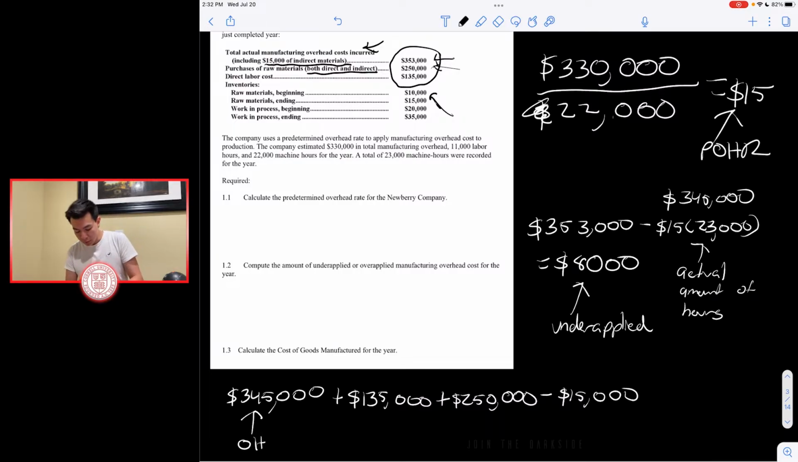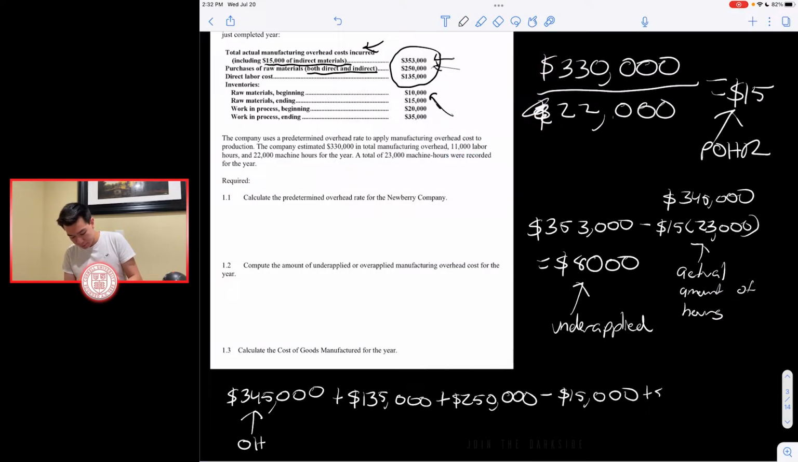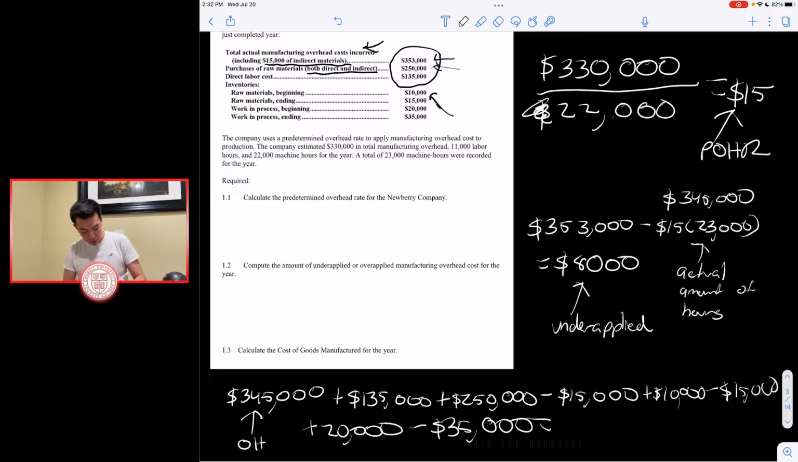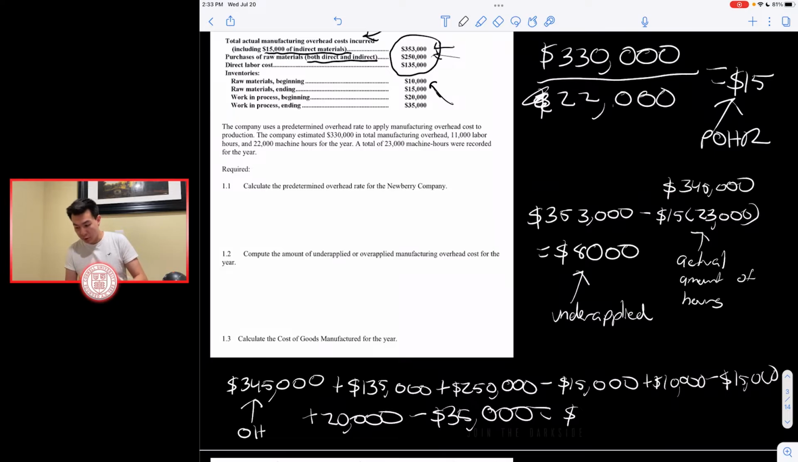So we are going to add 10,000. And we're going to subtract 15,000. And then we are going to add 20,000 and minus 35,000. Okay? And we're going to do that in my calculator here. We're going to get $695,000. And that is our total cost of goods manufactured for the year.